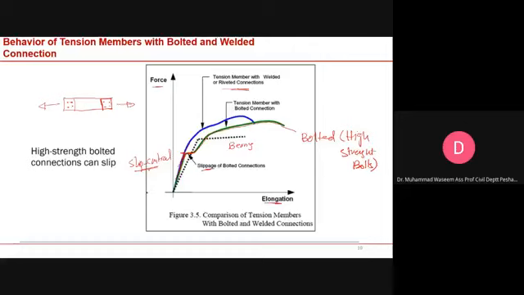What is the failure of a slip critical connection? Whenever you have slippage in your connection, the connection is assumed failed. So whenever you have very dynamic loading, impact loading or fatigue loading, you always go for this connection. You do not want to have any slippage in your member.